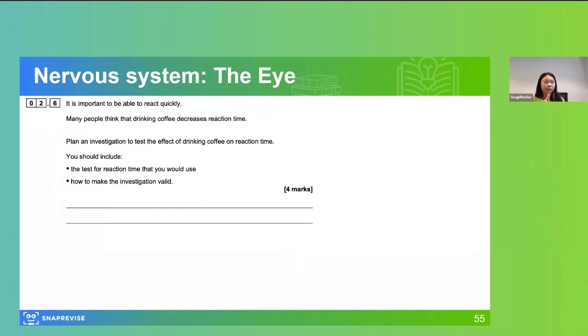Okay. Now, I want to give you guys, this is not on the eye. Actually, this is on reaction time, and I believe this is in both triple and combined sciences. So I want everyone to have a look at this question. It's a planning and investigation question. I didn't talk about this in command words, but planning and investigation questions are very, very common in biology. And they're very, very useful because there's a very specific structure to how they want you to answer it. So I'll give you guys a minute to look at this question and I'll go through it.